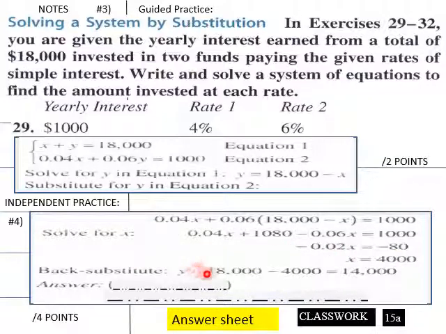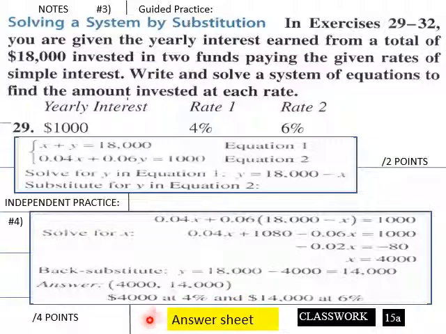Now, this back substituted into that. So we got a $14,000 amount here. When we subtract x from, or rather, this is our y here. So y equals 18,000 minus 4,000 equals 14,000. So our answer is 4,000, 14,000. So $4,000 at 4% and $14,000 at 6%.